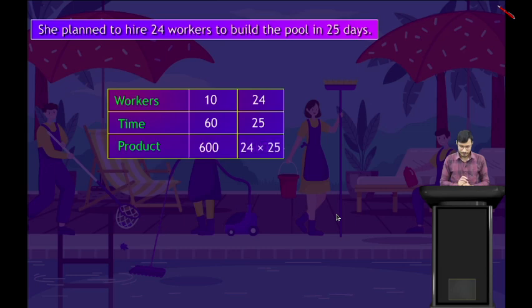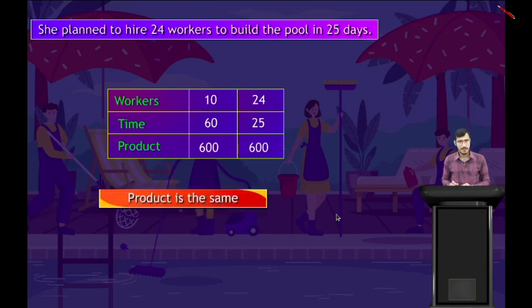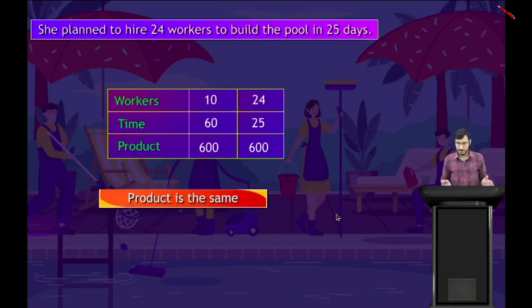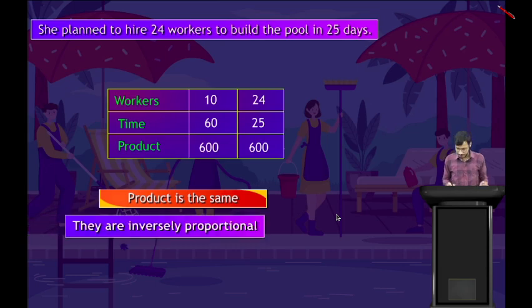Yes, that means the products are the same here. The product of workers and time is equal to 600, that is constant here. Okay, the product is the same, that means they are inversely proportional.